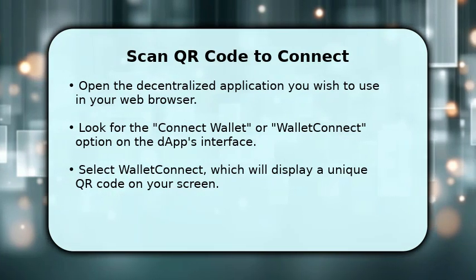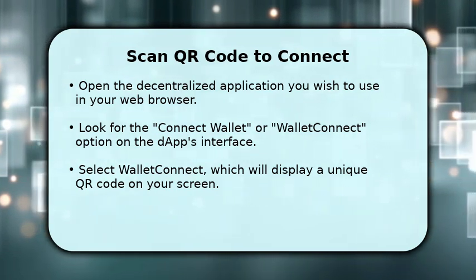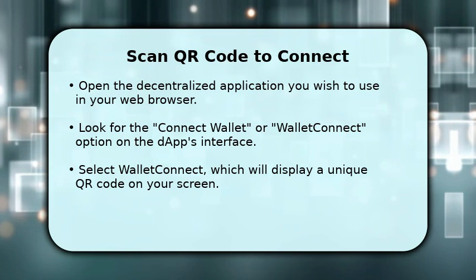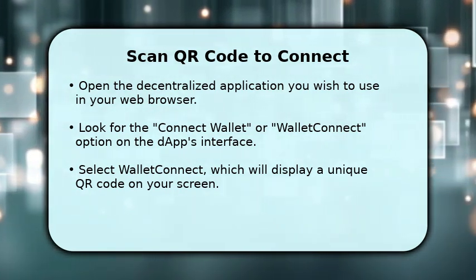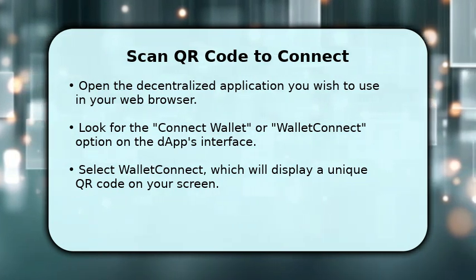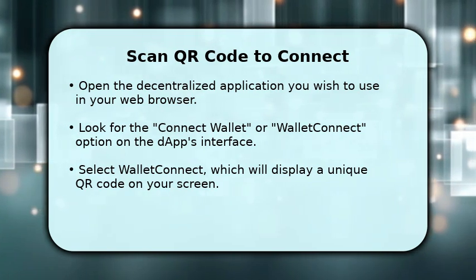To begin, navigate to your desired decentralized application using a web browser on your computer or another device. Once there, locate and click the Connect Wallet button, then choose the Wallet Connect option. This action will generate a unique QR code on your screen. Now, open your Trust Wallet application on your mobile device.